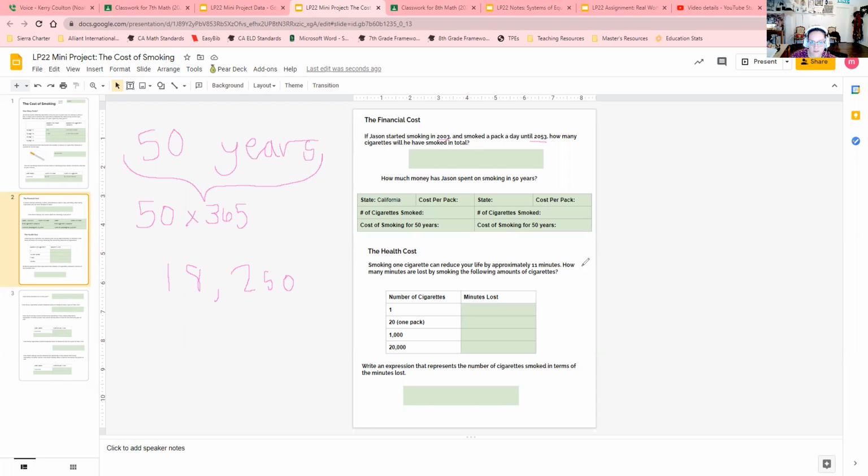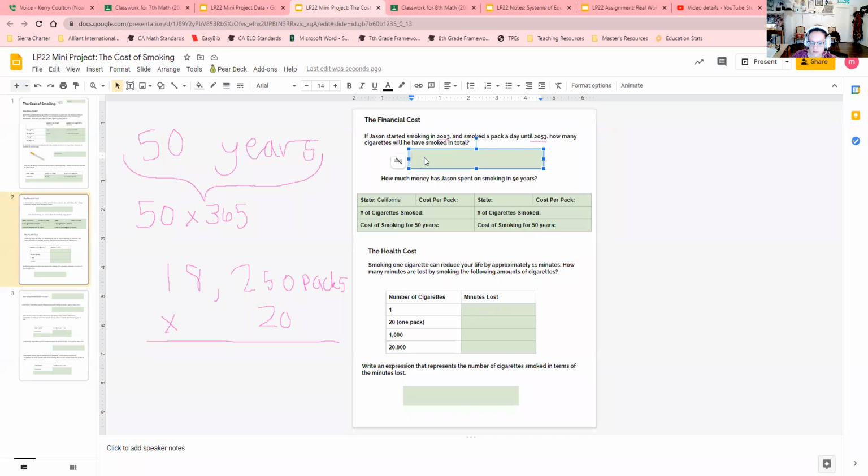But we want to know the individual number of cigarettes. So we have that many packs. I'm going to label what we've got going on, times the 20 cigarettes per pack. So 18,250 times our 20 cigarettes. That is 365,000 cigarettes. So in 50 years, Jason has smoked 365,000 cigarettes. Now, I'm going to bring that number right down here. He has smoked, again, 365,000 cigarettes in 50 years.